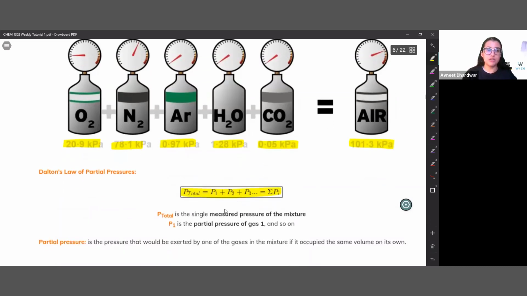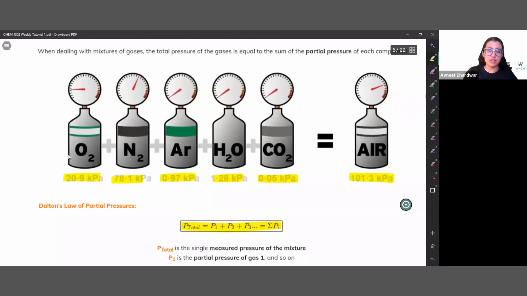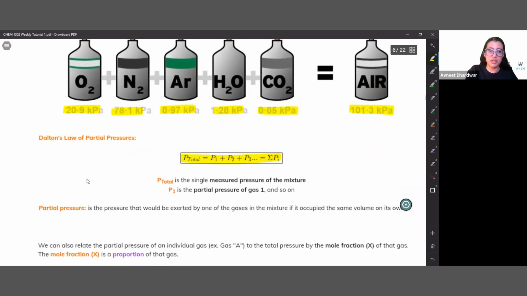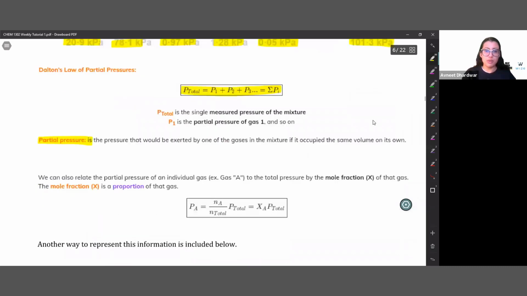Okay, now what is the actual definition of partial pressure? It's the pressure that the gas would make if you took that same gas, so if we took oxygen and put it in the same size container, that's the pressure that we would measure. So that's what it's showing you. If you took oxygen and measured its pressure in a container, you would get the partial pressure of 20.9. Okay, so the partial pressure is the pressure that's exerted by one of those gases if it occupied the same volume on its own.